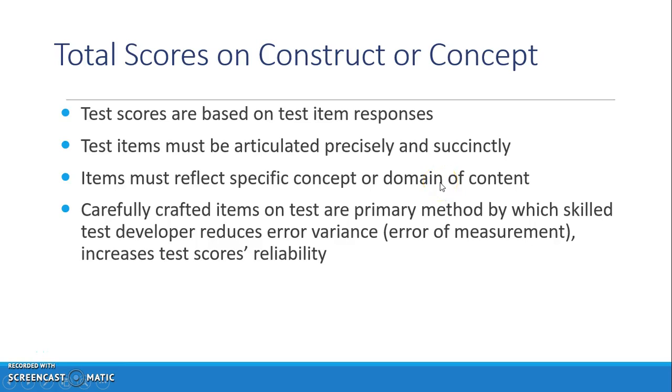This is the second part of the overview on measurement and instrumentation, particularly with examples from caring instruments. Remember that we're talking about total scores on a construct or concept with the first part of this series, and essentially we're looking at how you calculate total scores from test items. There might be rules and weighting for each subscale, for example.